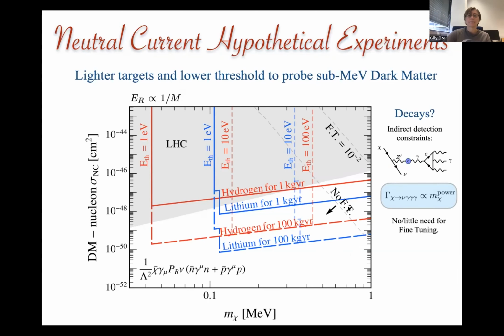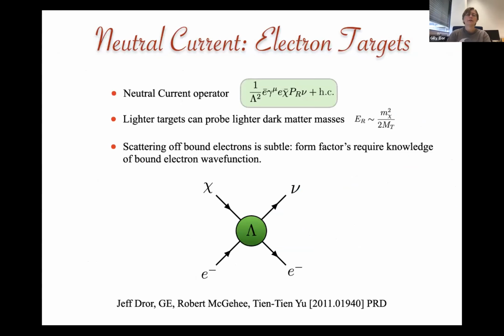Okay. But perhaps a more appealing way to probe for even lighter dark matter is to actually consider scattering off of electron targets.